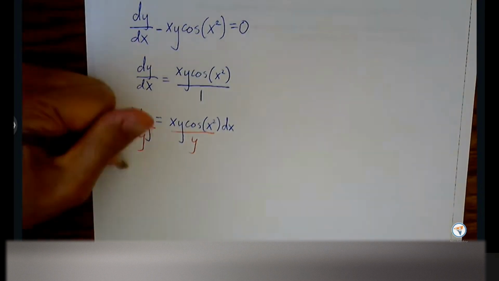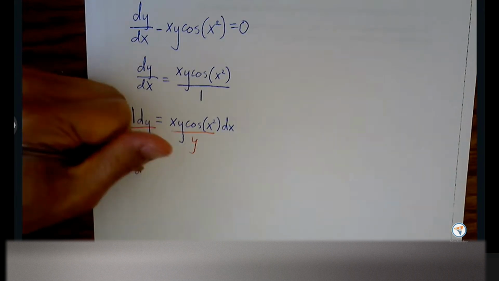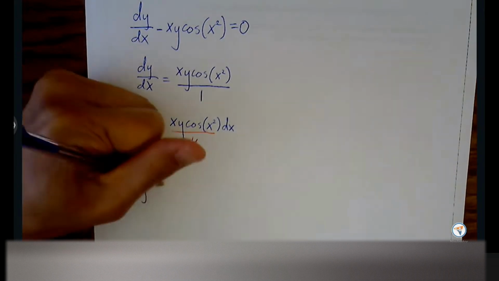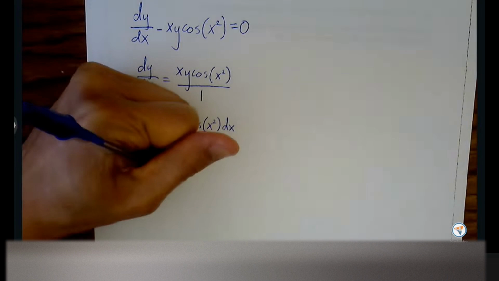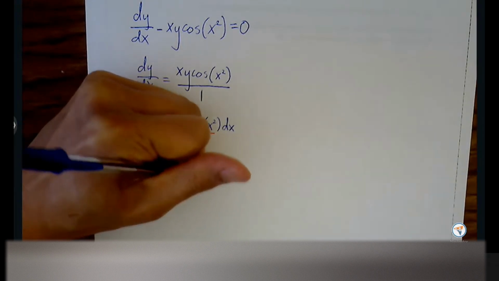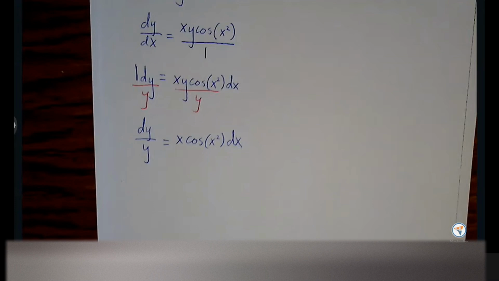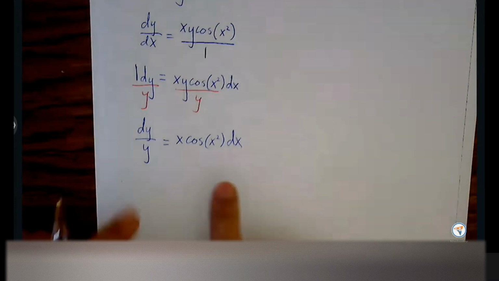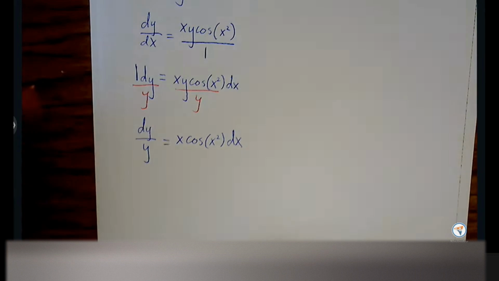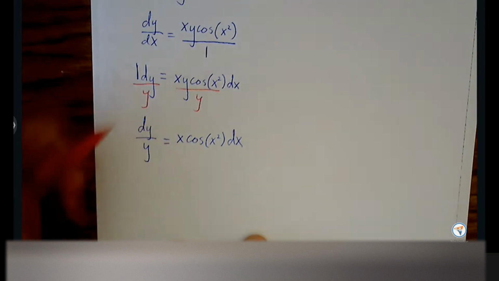All right, so now I have dy over y is equal to x cosine x squared dx. Okay, let's take a look again. Full separation. Okay, now we have full separation, right? Just double check, we do. All right, going to involve the integral sign.